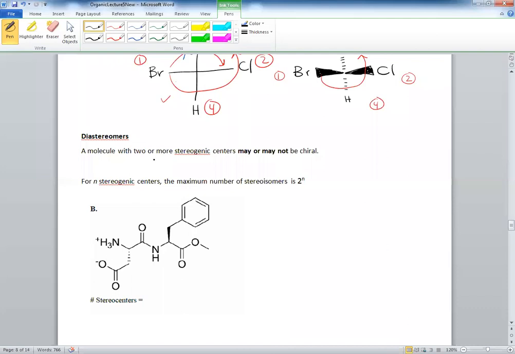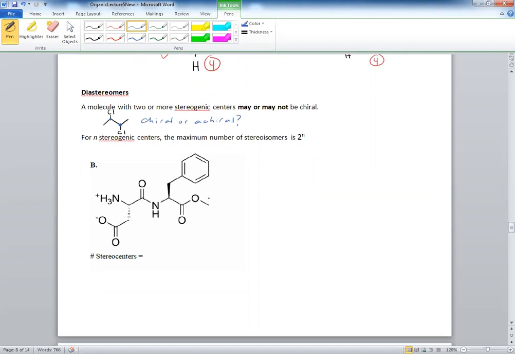So what do I mean by this? If I just were to draw a simple molecule, this has two stereogenic centers. There's one right there. I'm going to make it blue, and there's one right there. Each carbon is attached to 4 different groups. The H's are not shown. So this has the possibility of having stereoisomers, and it may or may not be chiral, depending, again, on the stereoisomer.